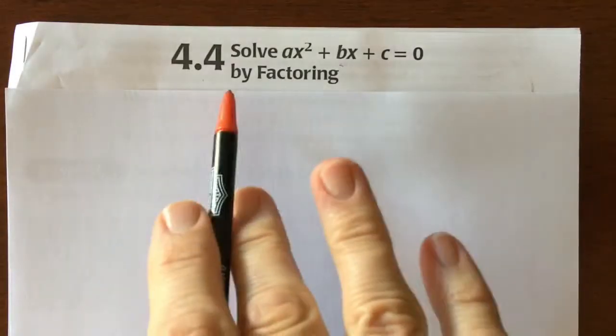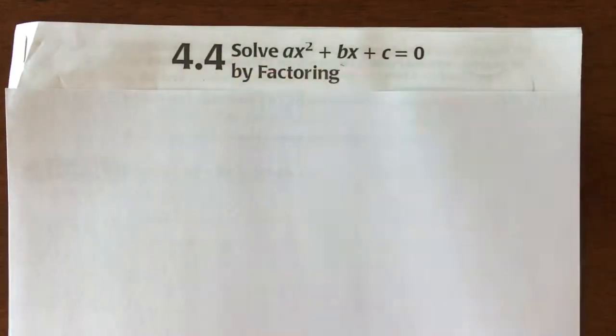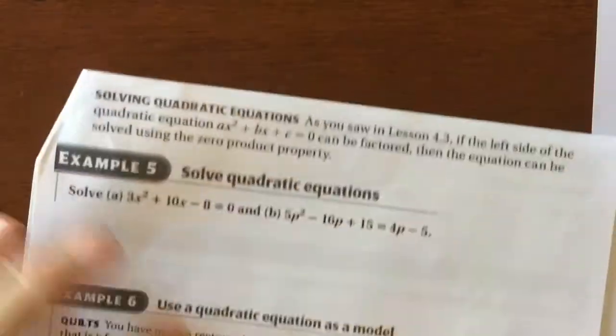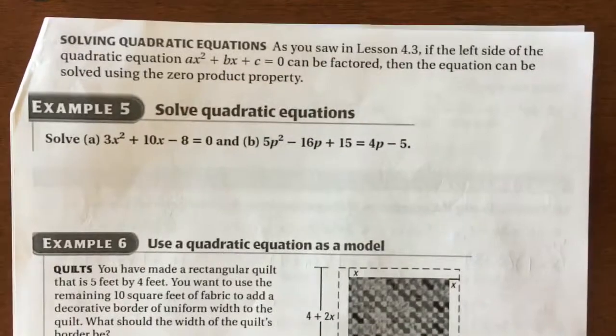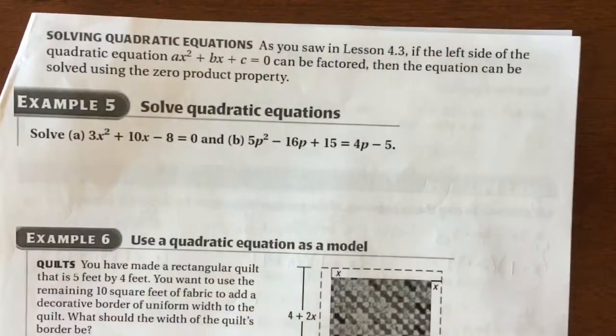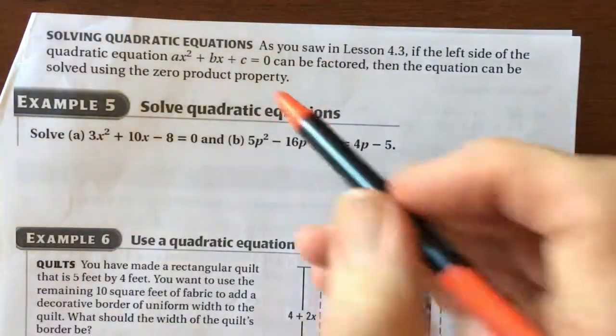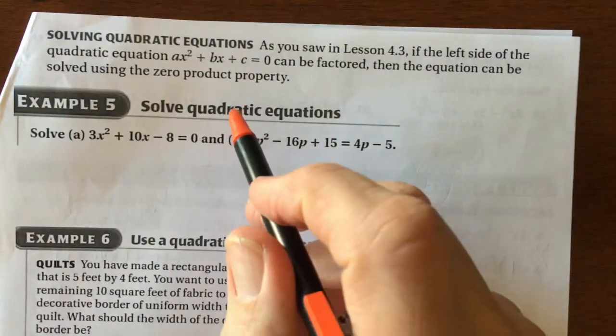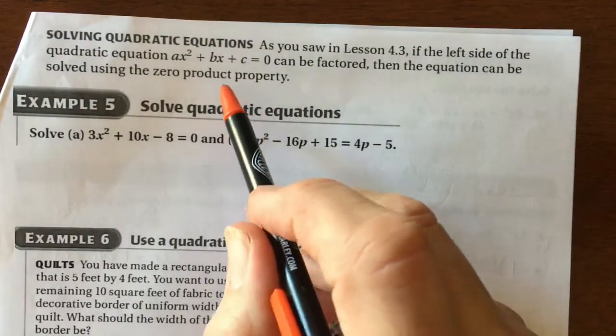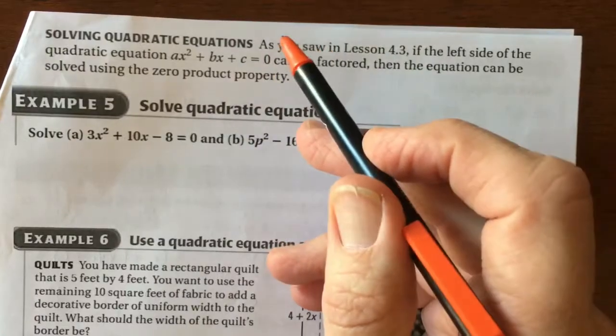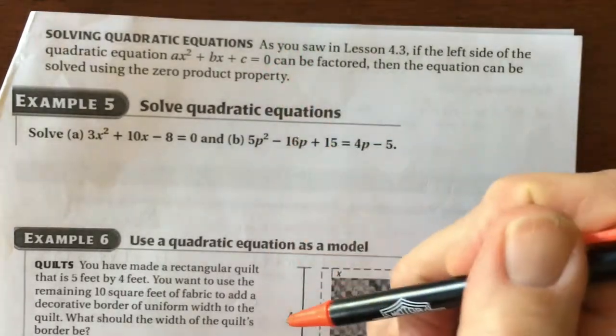Finally, section 4.4, getting to the solving part of these reverse FOILs. If you go to example 5 page, I think it's the 3rd page in. Again, you're setting it equal to 0. When you set an equation equal to 0, as long as one of your binomials is 0, you'll get a 0 output. So anything times 0 becomes 0.